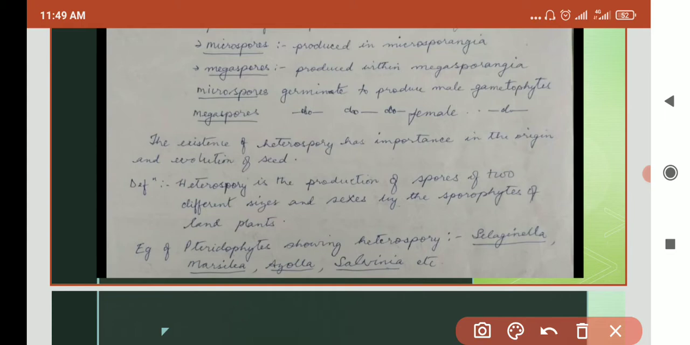Now, the examples of the pteridophytes that show heterospory are Selaginella, which you know. Then you have Marsilea, Azolla, Salvinia. Okay, so Selaginella, you have to remember that example at least, and one more, whichever you prefer. Okay, let's go to the next slide.